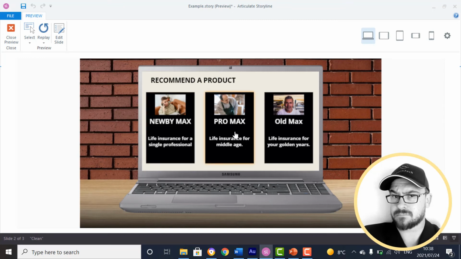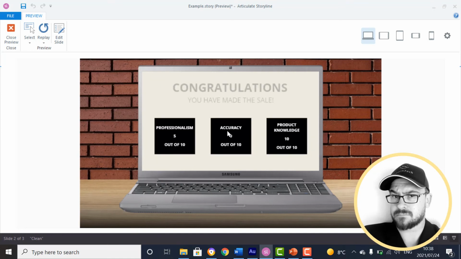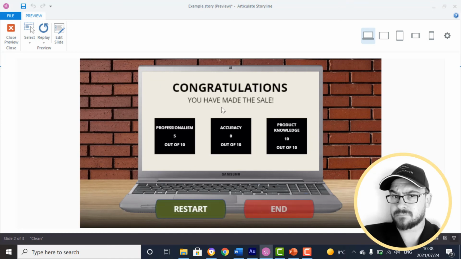Okay, let's recommend Pro Max to get the sale. Alright, so here we can see that we have made the sale. However, I only got 5 out of 10 for professionalism because I didn't answer the phone very well. I got no points for accuracy because I completely messed up capturing the information. But I did get 10 out of 10 for product knowledge because I knew which was the right package to offer him. This is a rather simple explanation of a branching scenario.